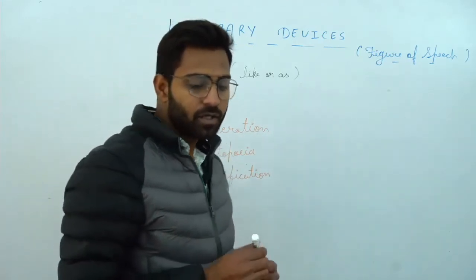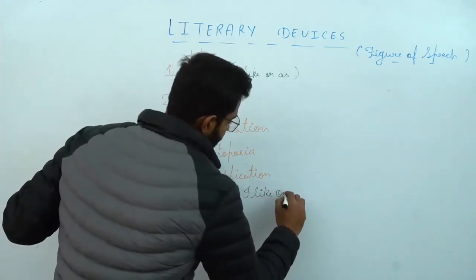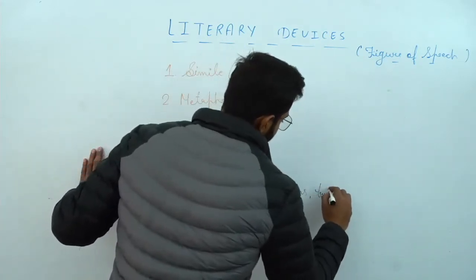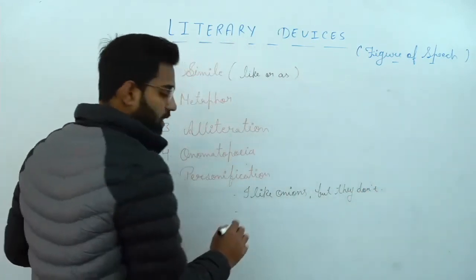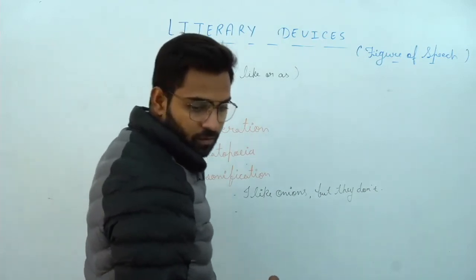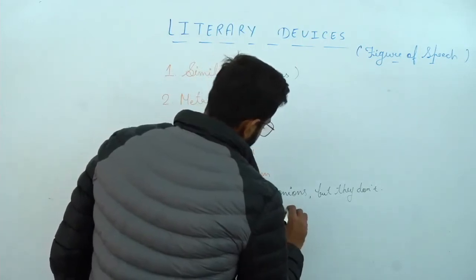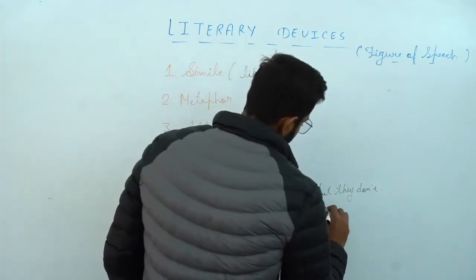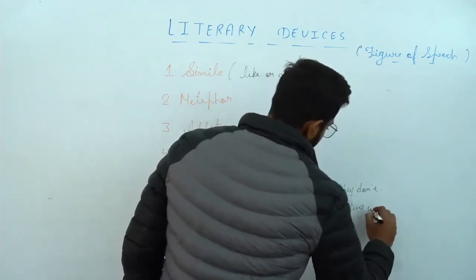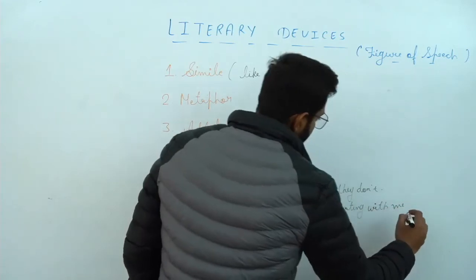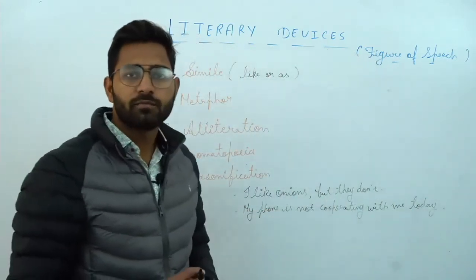So I like onions, but they don't like me. We take another one. My phone is not cooperating with me today. We have two examples here. I like onions, but they don't.